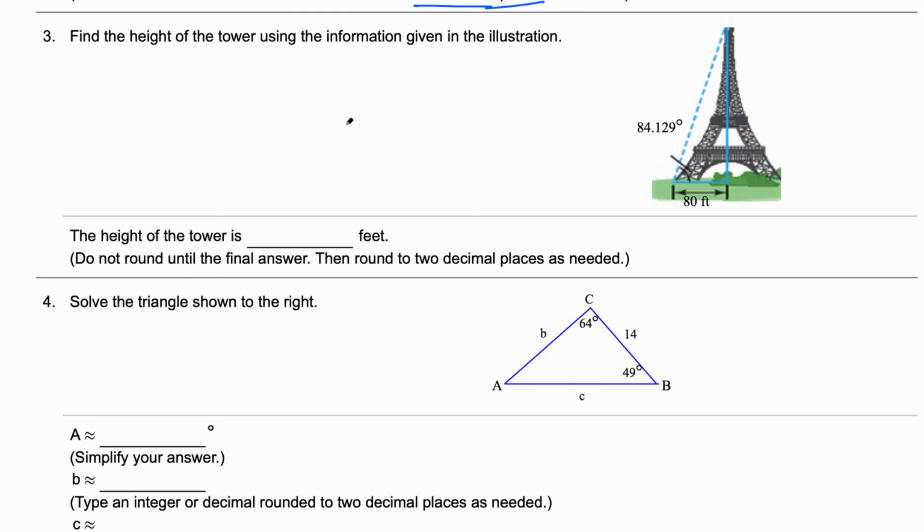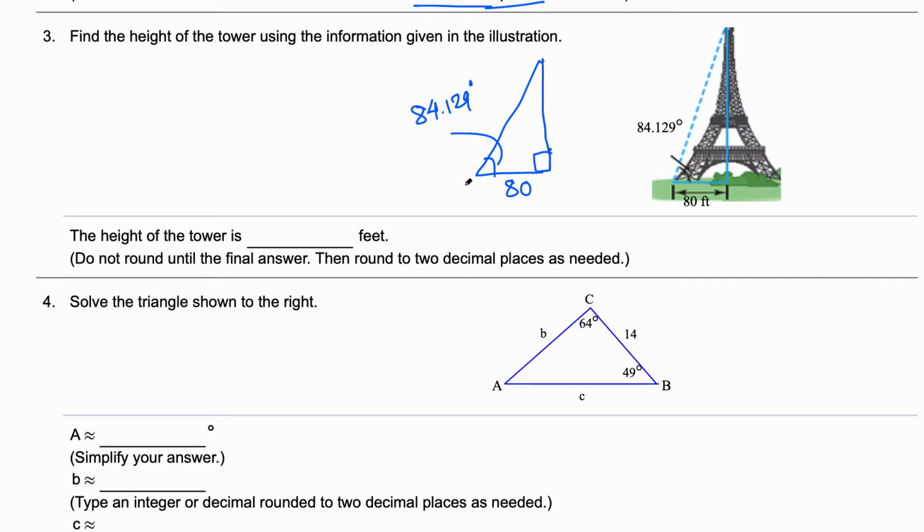Find the height of the tower using the information given in the illustration. So we got a right triangle basically here, 90 degrees. This length is given as 80 feet, and this angle is 84.129 degrees.